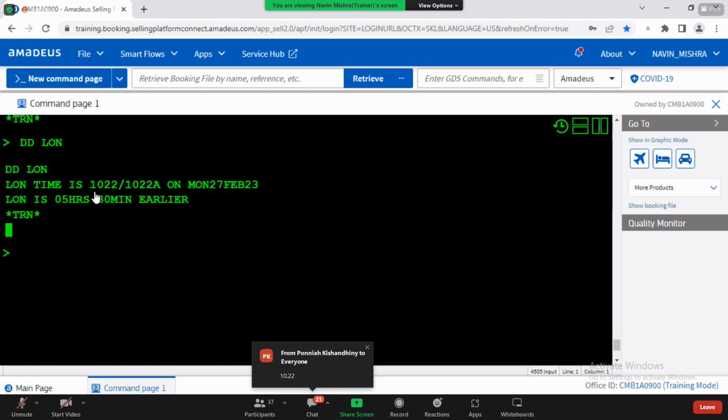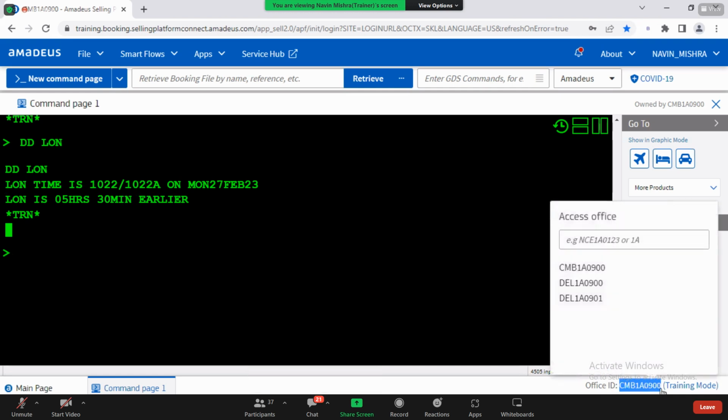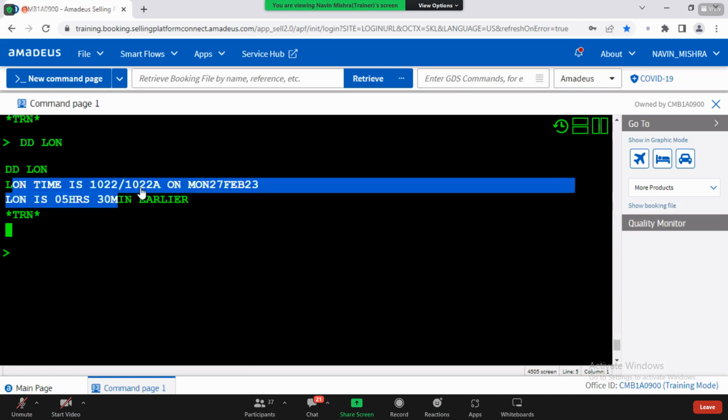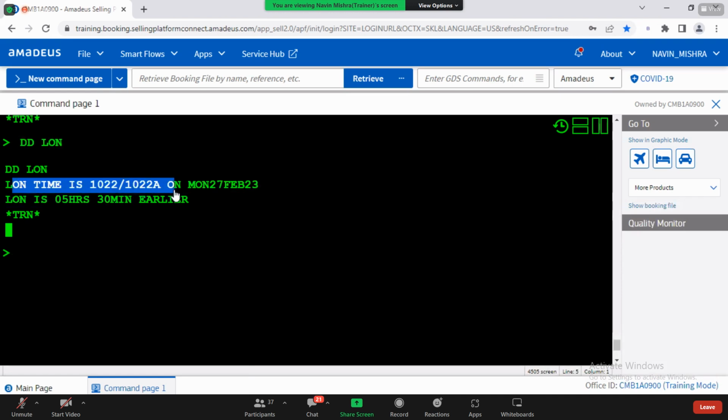Now, how does this system calculate the 10:22? The system will pick it up through this office ID. This office ID is situated in Colombo. That means this city starts from CMB, that means the Colombo city. And the moment I enter this city code, this will display the current time of that particular city.